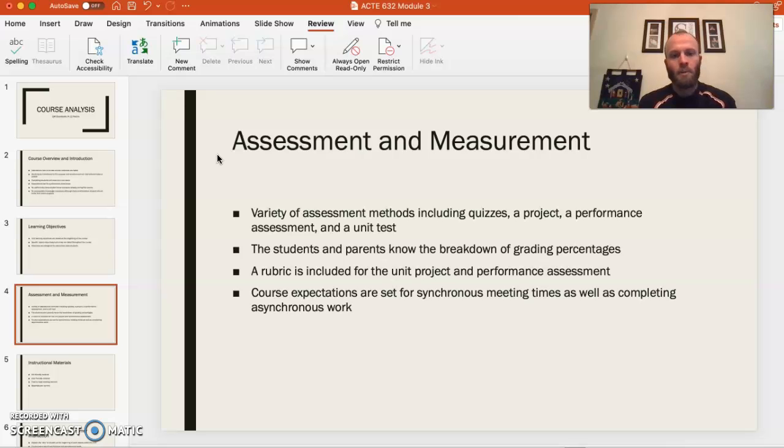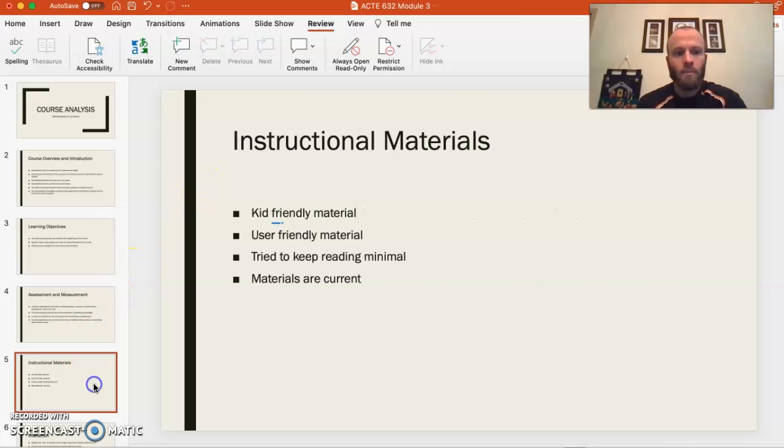I do set clear expectations for synchronous meeting times, as well as what's expected of the students if they are completing asynchronous work. The instructional materials that I have for this course, again, everything is kid-friendly, user-friendly. I really try to keep the reading pretty minimal, especially with science text. That can be a challenge, understanding that students are doing this from a distance, which adds another level of challenge for some of these kiddos. And all the material that I'm using is current.